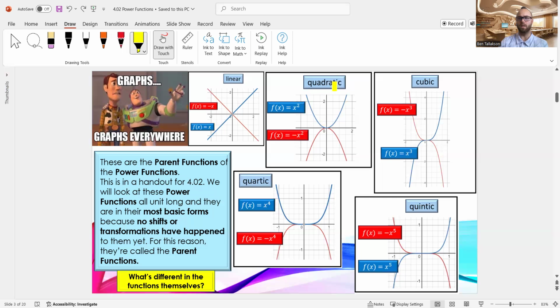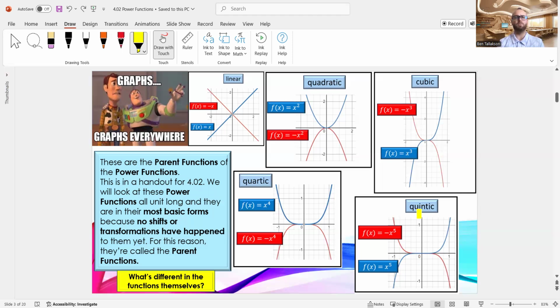Okay, and again, the red lines are the negative versions of themselves. So everything is reversed. And you can use this handout. This is in the recordings document for 4.02. You can also find points on any graph by plugging in an x value and getting a y value. We'll practice that today. For these, there are no shifts, transformations, nothing's moving.